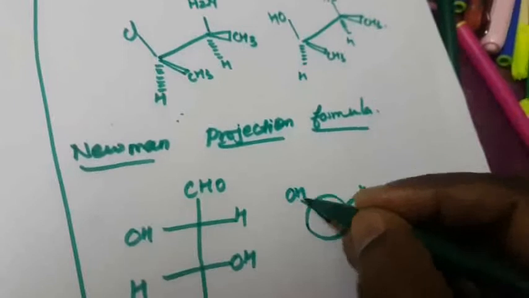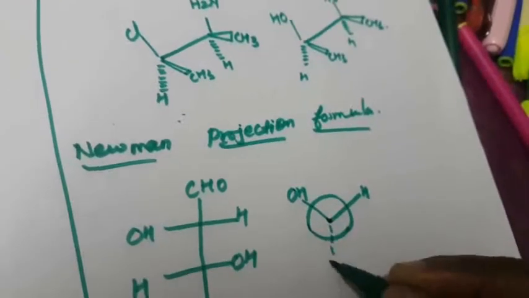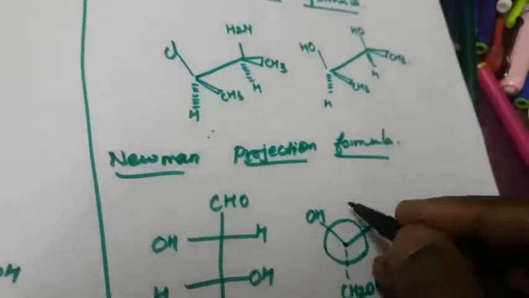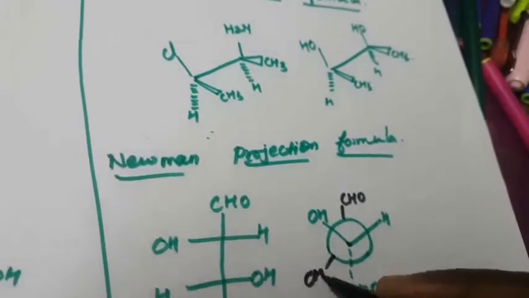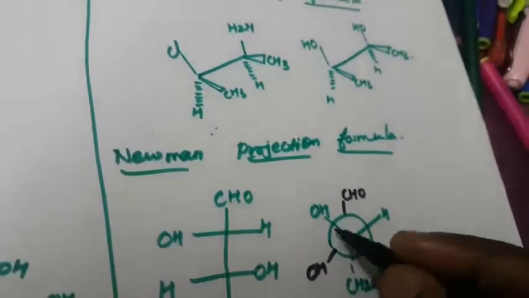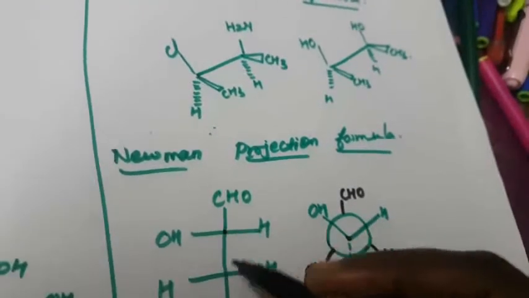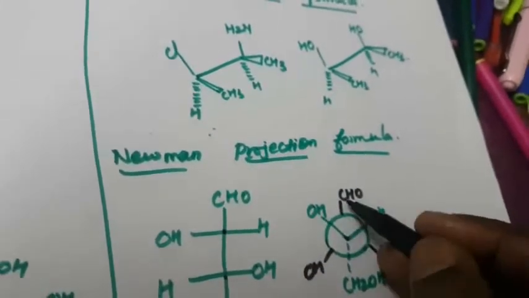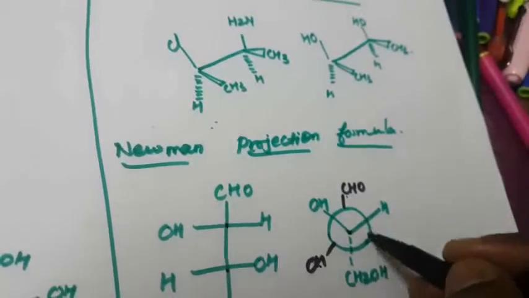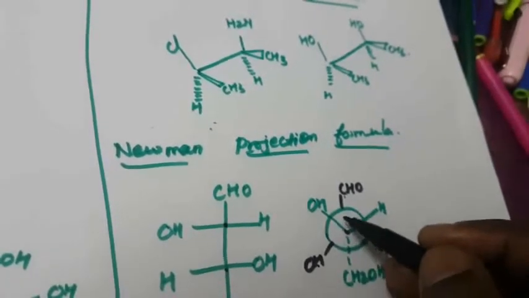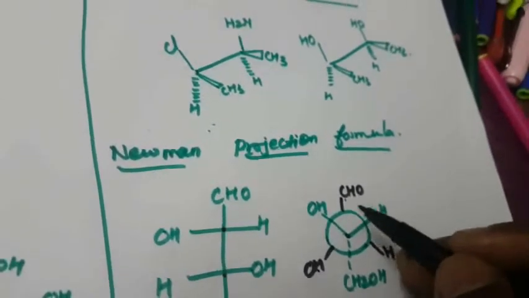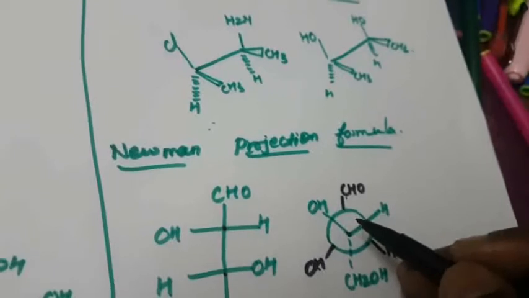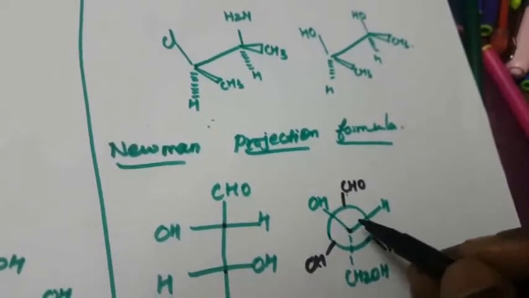H, OH. Then the dotted line is the back side of this compound. Again, another one is here, CHO, here OH, that is H. So one circle is one carbon. This is one carbon, this is another carbon. This one carbon contains CHO, OH. So that is the other carbon. One carbon is not seen, there is one circle. The other carbon lying further from the eye is represented by the origin of the circle.